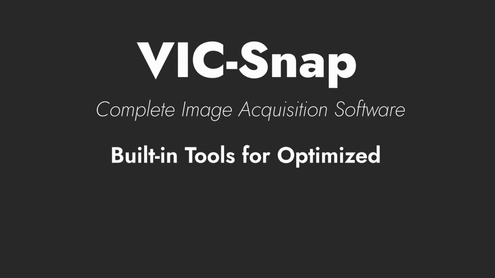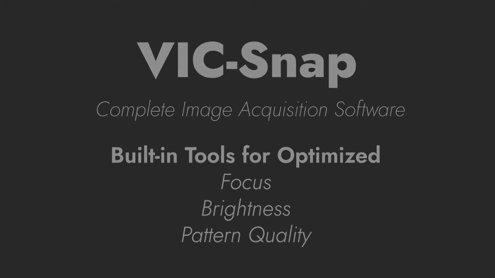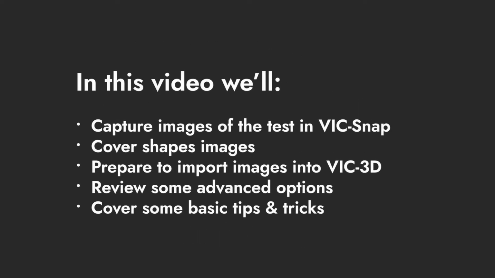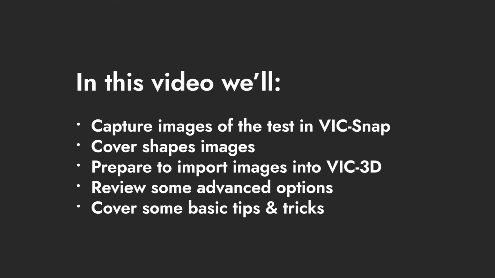Built-in tools for image analysis ensure optimized focus, brightness, and pattern quality. In this video, we'll go through some best practices for capturing test images in VicSnap, including what we refer to as a shape image. Then, we'll run a simple tensile test on a plastic dog bone in the MTS Exceed 43 test frame, capture images of the test with VicSnap, and get ready to import them into VIC-3D. Along the way, we'll review some of the advanced options in VicSnap and cover some basic tips and tricks.